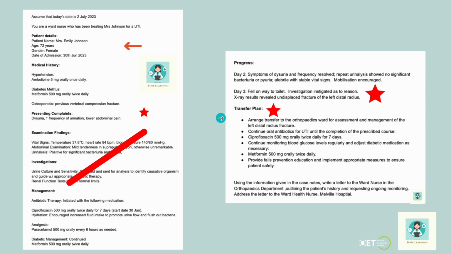However, we then need to really focus on the transfer plan. And what we're doing is writing a letter to the ward nurse in the Orthopaedics Department outlining the patient's history. So you think, oh, okay, she came in for a UTI and she's going to orthopaedics. Why is that? So then we go back and we check. And it's because she fell on the way to the toilet. There's an investigation instigated, and x-rays have revealed an undisplaced fracture.